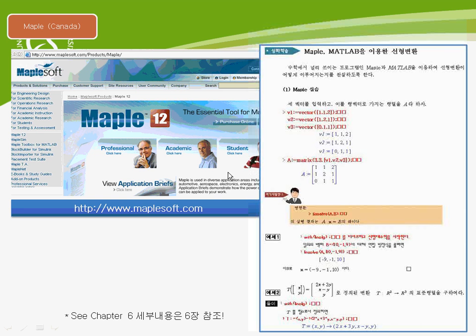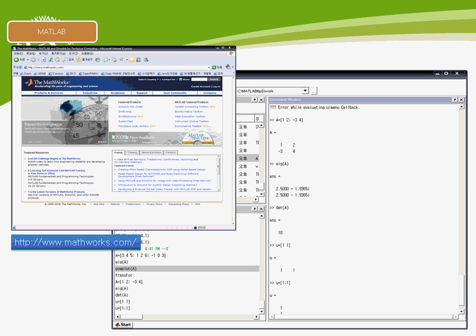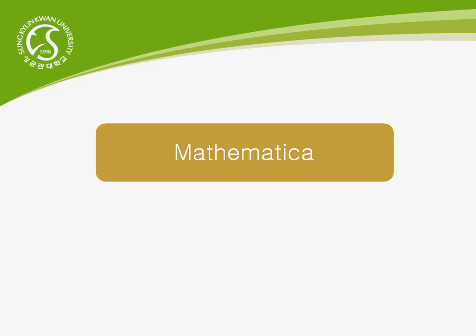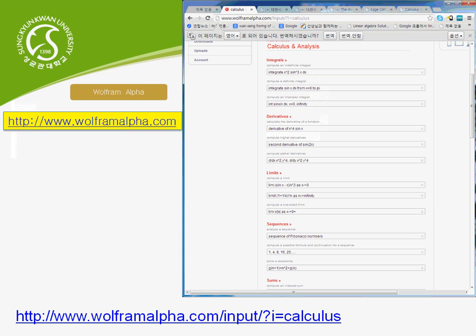Maple is software which was made in Canada, and I have used it for a couple of years. MATLAB is the most popular software for engineering students, particularly those doing research, and in the business world on the engineering side, this is a basic standard. MATLAB is an abbreviation of matrix laboratory, and it has many features. Mathematica is the most popular software these days. And Wolfram Alpha is what I will show you.